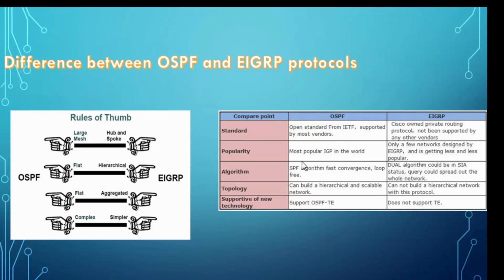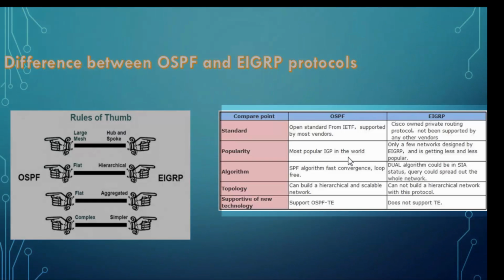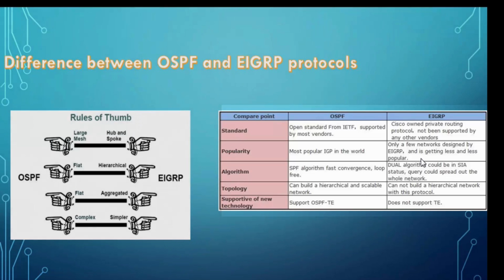He said it's the most popular IGP in the world. I don't know about that, because now he said that it's less popular. That is not completely true, because since 2013 it was a private routing protocol from Cisco and now it's open to other vendors as well. For OSPF, it says fast convergence, loop free, and EIGRP has a DUAL algorithm that uses queries that could spread out across the whole network.